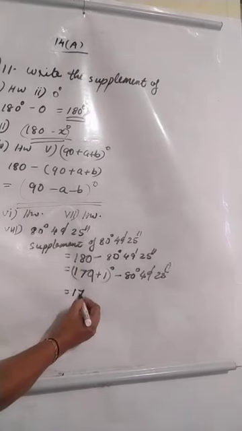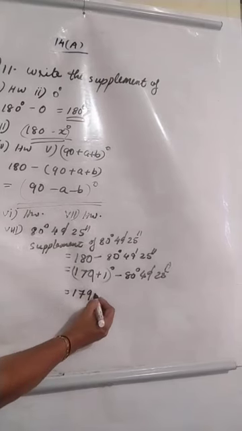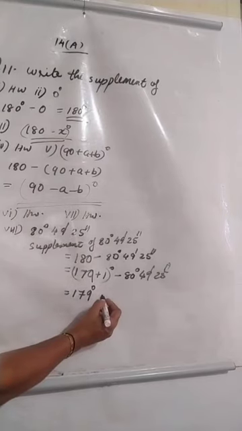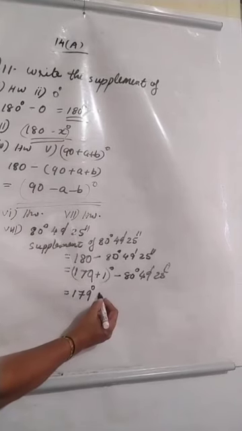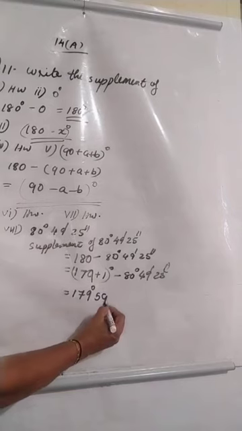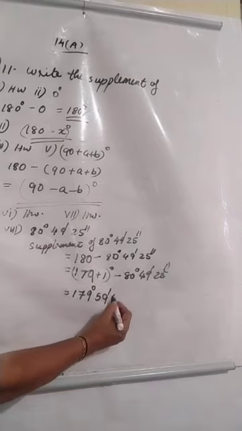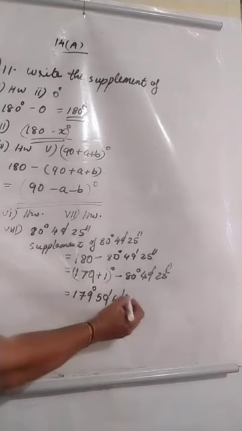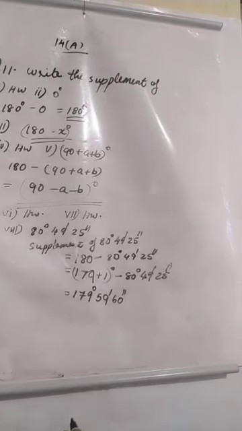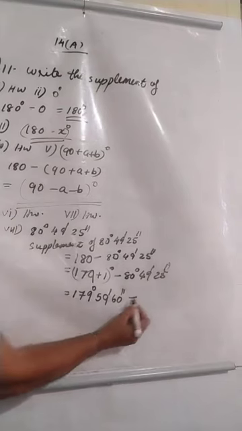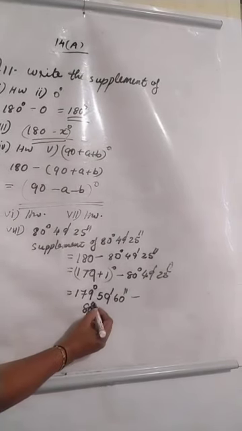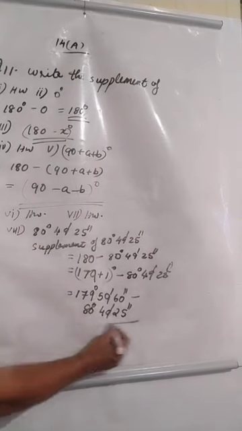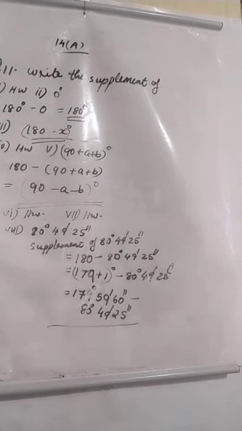See, look at this, 179 degree. This 1 degree can be written as 60 minutes. And we need seconds also. So you can write 59 minutes. And the remaining 1 minute we can express in seconds. It's 60 seconds. Minus 80 degree, 49 minutes, 25 seconds. Understood?